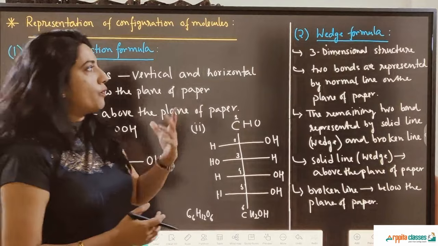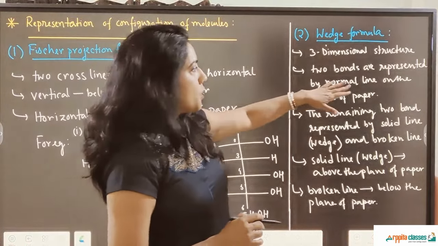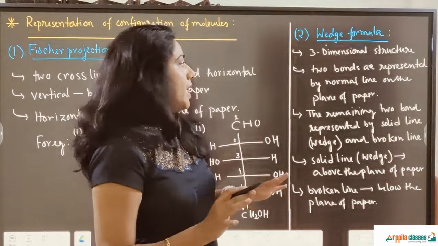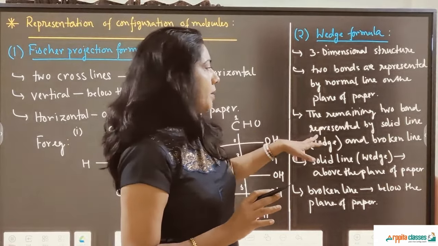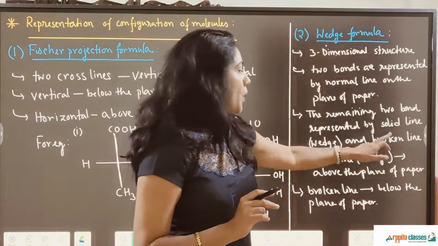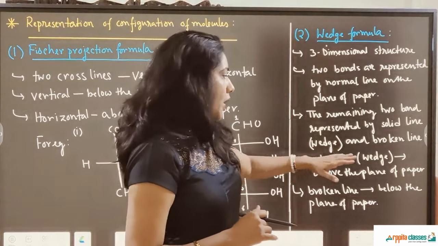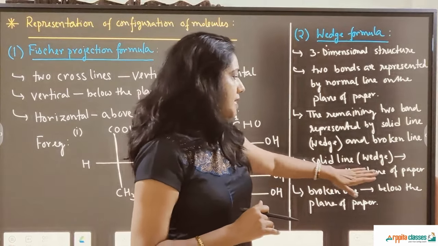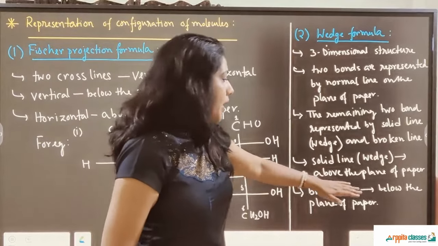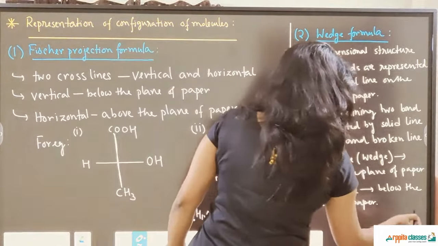Another formula is the wedge formula, which is a three-dimensional structure. Here, 2 bonds are represented by normal lines, which are on the plane basically, and the remaining 2 bonds are represented by one solid line, which is also called a wedge, and a broken line, which is also called a dashed line. The solid line, the wedge, represents the group which is above the plane, and the broken line represents the group which is below the plane. Now let us see an example.